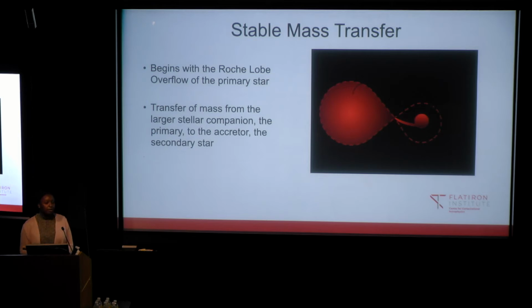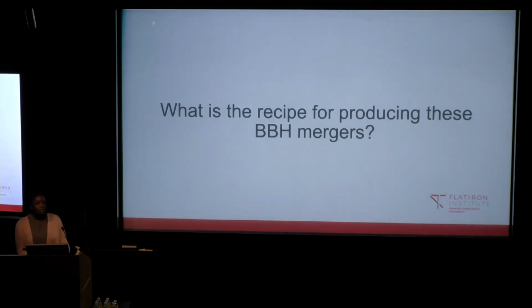Second channel that leads to a merger is the stable mass transfer, as I've already spoken about before, which is basically just the transfer of mass from the primary to the secondary. So, like I said, it's very rare to see these binary black hole mergers in the age of the universe. And we want to look at more gravitational wave events from them. So, what we want to figure out in our research is what is the recipe for producing these BBH mergers?